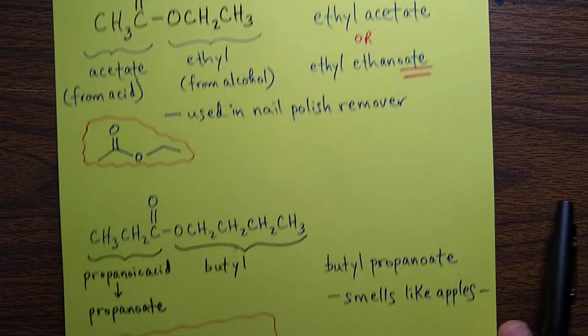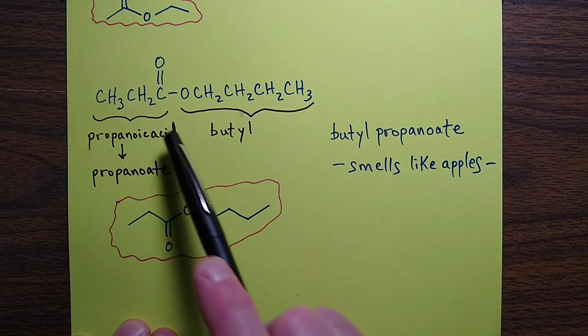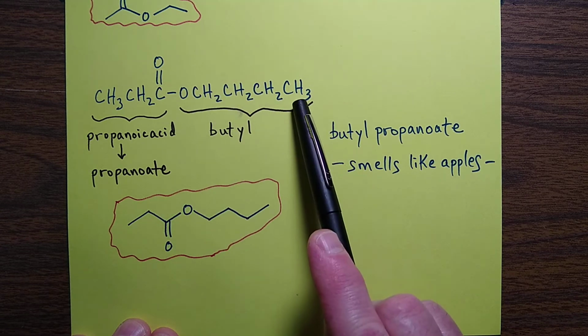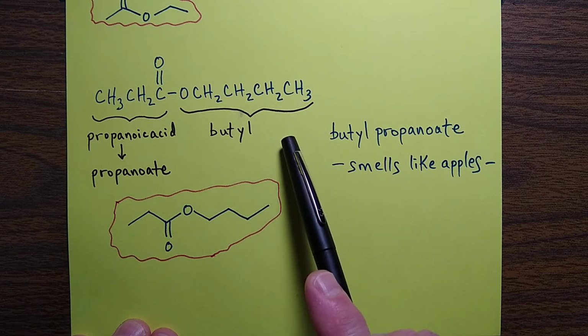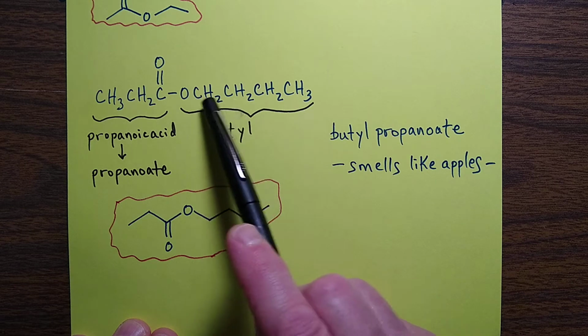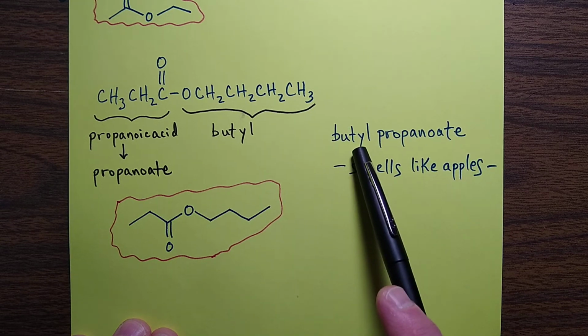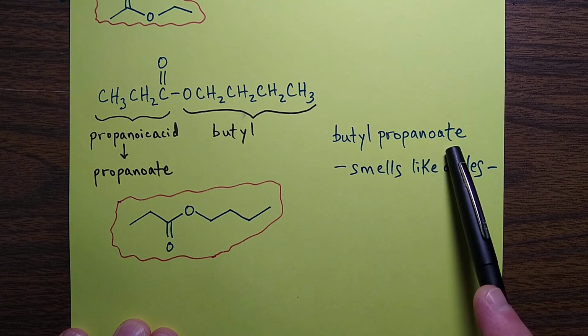A little more complicated example of an ester is, what if we have a 3-carbon acid and we mix it with a 4-carbon alcohol under acidic conditions? We get this ester, and we name it the same way. We name the alcohol first, since it's 4 carbons long, a straight chain. It's butanol, but we call it butyl, space, propanoate.